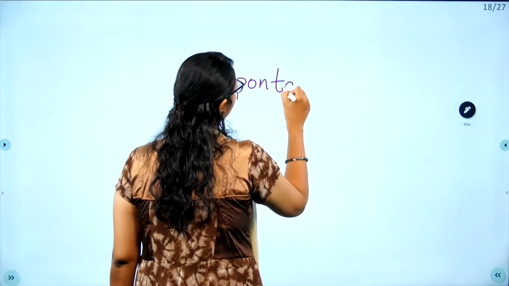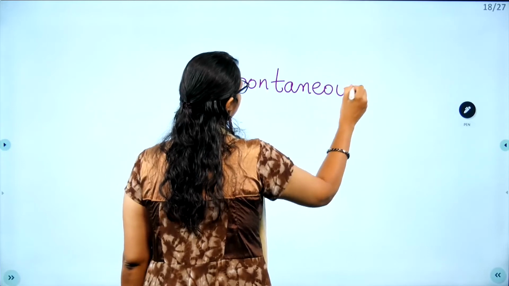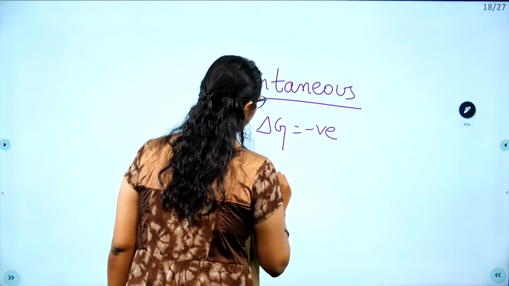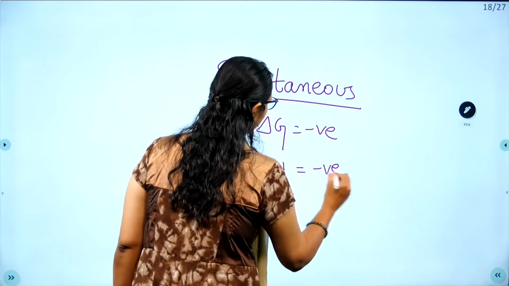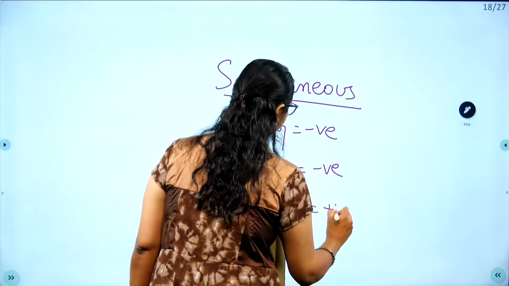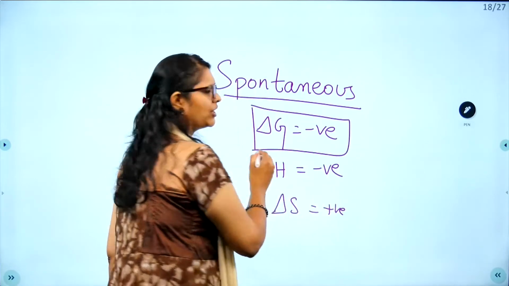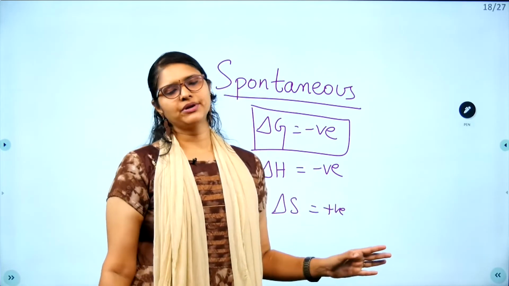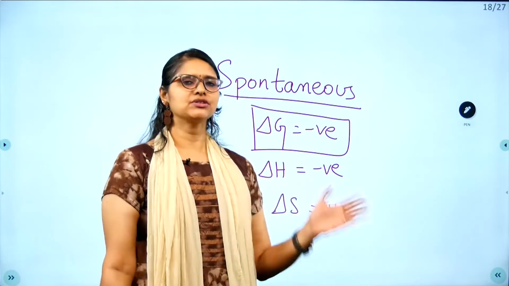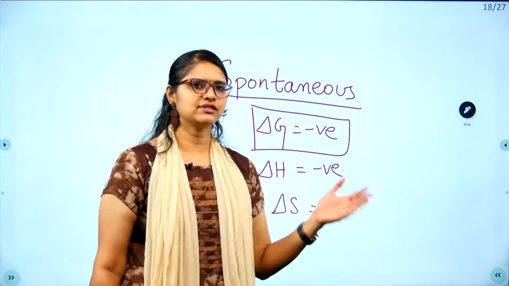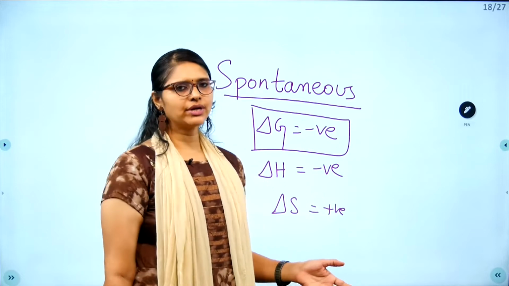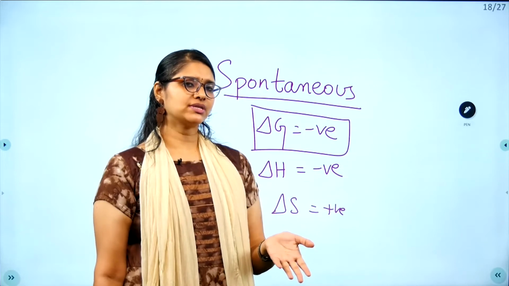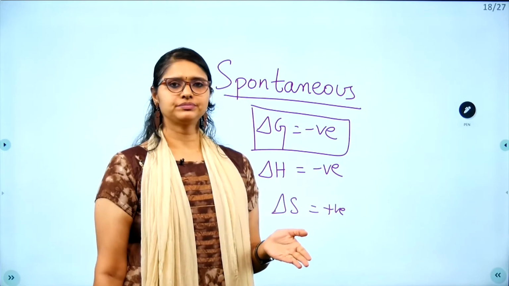For the reaction to be spontaneous, ΔG should be negative, ΔH should be negative, ΔS should be positive. On the whole, we always decide only based on ΔG. If ΔG is negative, it is a spontaneous process. If ΔG is positive, it is non-spontaneous. If ΔG is 0, the system is at equilibrium. Is it okay?